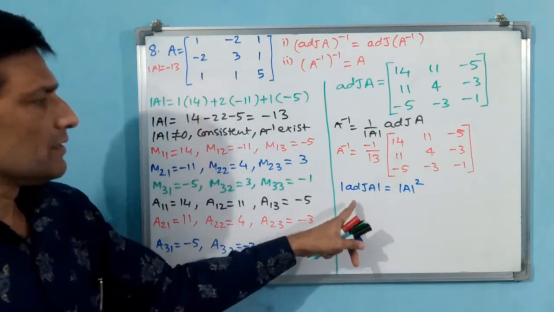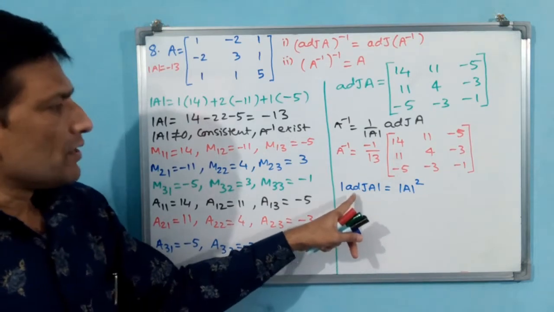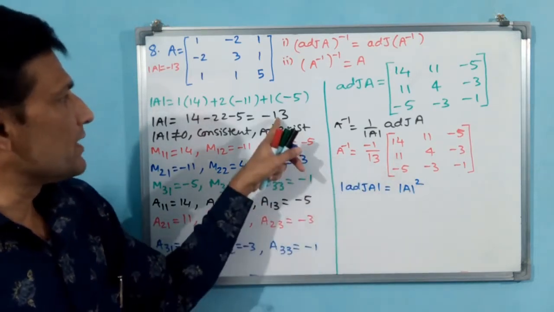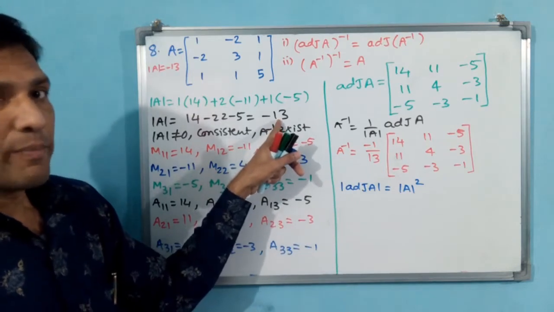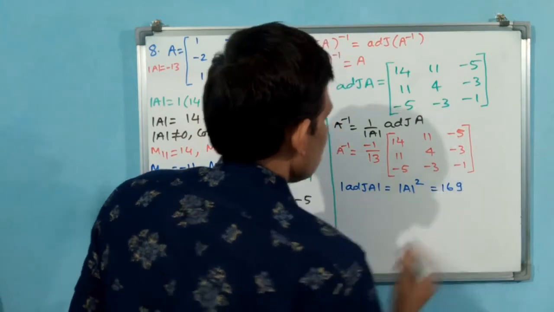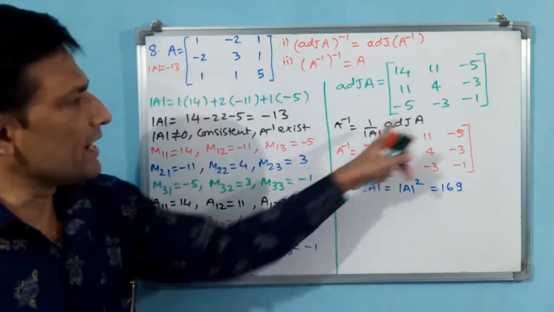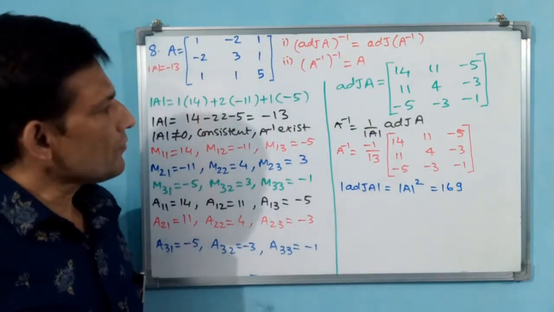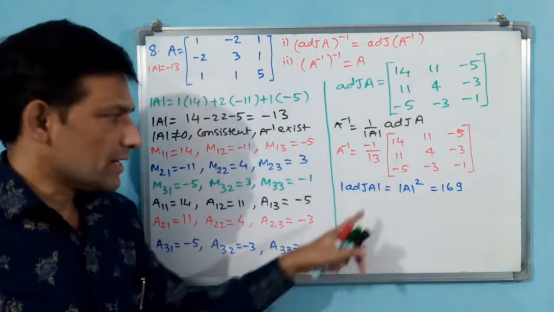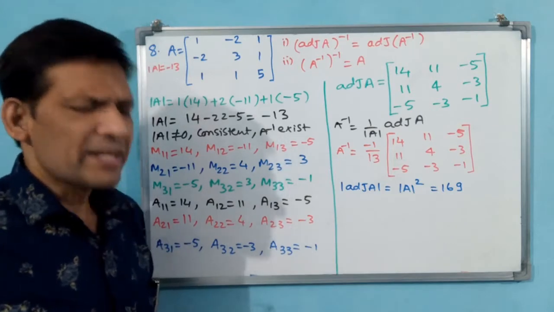Yes, it is there. Already we have derived: determinant of adjoint A is equal to determinant A whole square. Determinant A whole square means what? -13 whole square, 169 will come. That is equal to 169. You need not calculate the determinant again. Why? Because this is a formula, and we have already derived this.